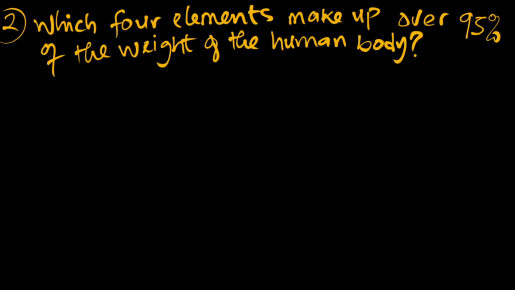The second question is, which four elements make up over 95% of the weight of the human body? From the table we have studied earlier, we noted that the four elements include carbon, hydrogen, oxygen, and nitrogen. They are the four most abundant elements in the human body and form the structural basis of all biomolecules.